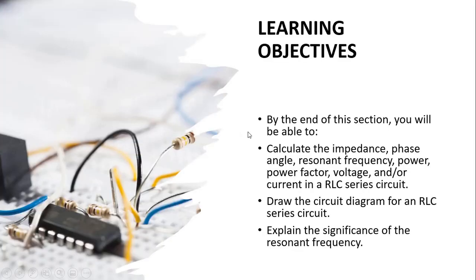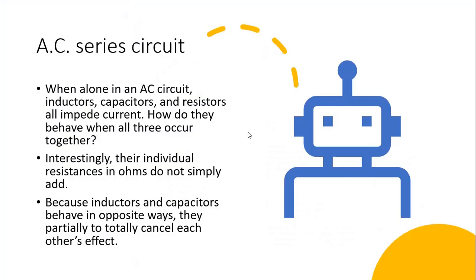So our learning objective is that by the end of this session you should be able to calculate the impedance, the phase angle, the resonance frequency, the power factor, the voltage, and the current in a RLC series circuit. Also, you should be able to draw the circuit diagram for an RLC series circuit. You should also be able to explain the significance of the resonance frequency.